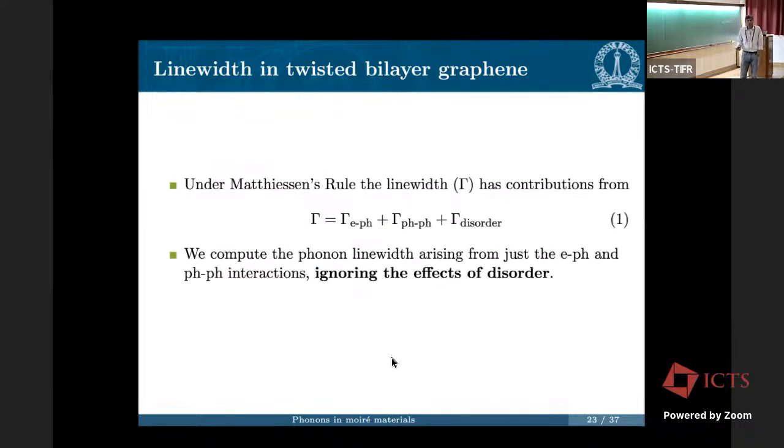So what we thought about is if we could calculate the Raman line width in twisted bilayer graphene. And line width in general, if you follow simple Matthiessen's rule, you should have a line width that comes from electron-phonon coupling. There should be some line width that comes from phonon-phonon coupling and from disorder, right? This is the hardest one to estimate, so we are not going to do it. We're just going to do both electron-phonon and phonon-phonon estimates of the Raman line width.